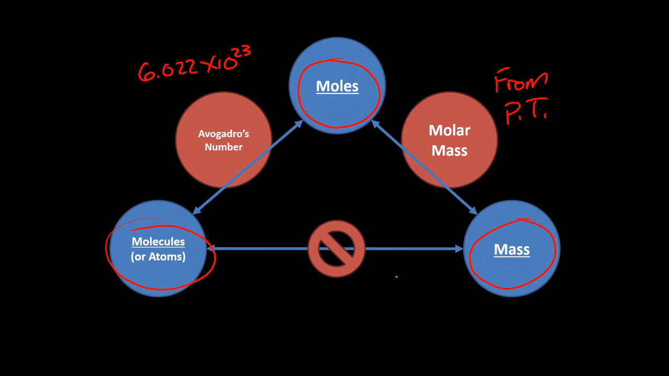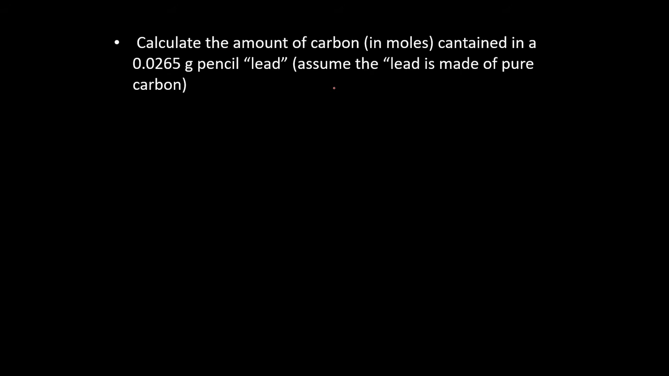So there is no direct pathway. That's what this is saying here. We can't go directly from mass to molecules and atoms. We always have to go through moles first. So let's look at a few examples here.